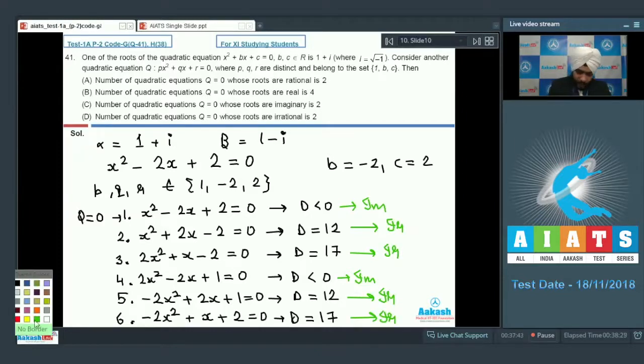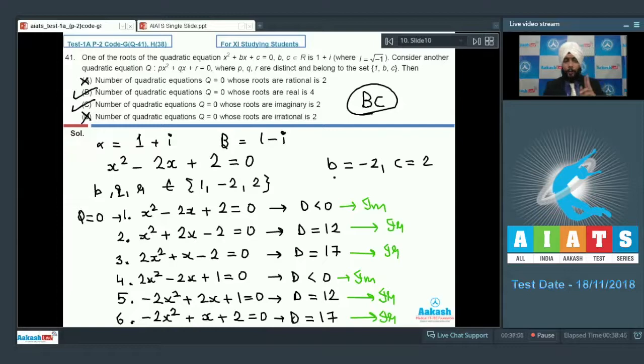4 cases of irrational roots, 4 cases of real roots, 2 cases of imaginary roots. Option number A, wrong. Option number B, correct. Option number C, correct. Option number D, wrong. Final answer, rest as BC. Let us move forward to question number 42, the last question of this section.